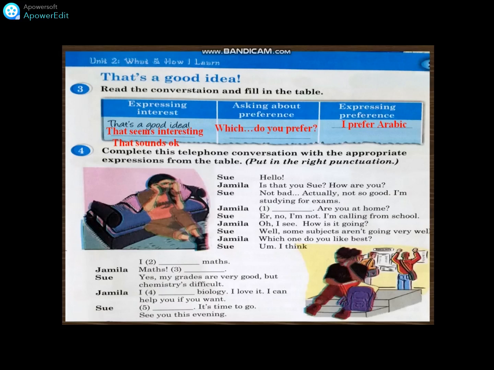Let's move now to number 4. Complete this telephone conversation with the appropriate expressions from the table. So, the expressions you are going to use are from exercise number 3. Read the conversations, please, and put the correct words in the correct blank. Take your time, stop the video, please.